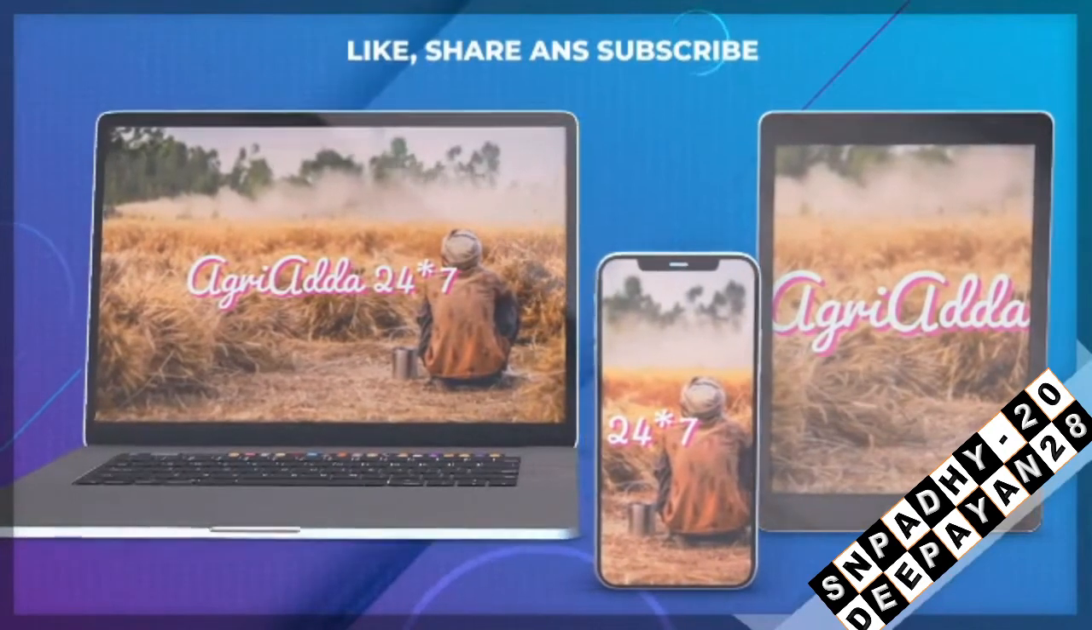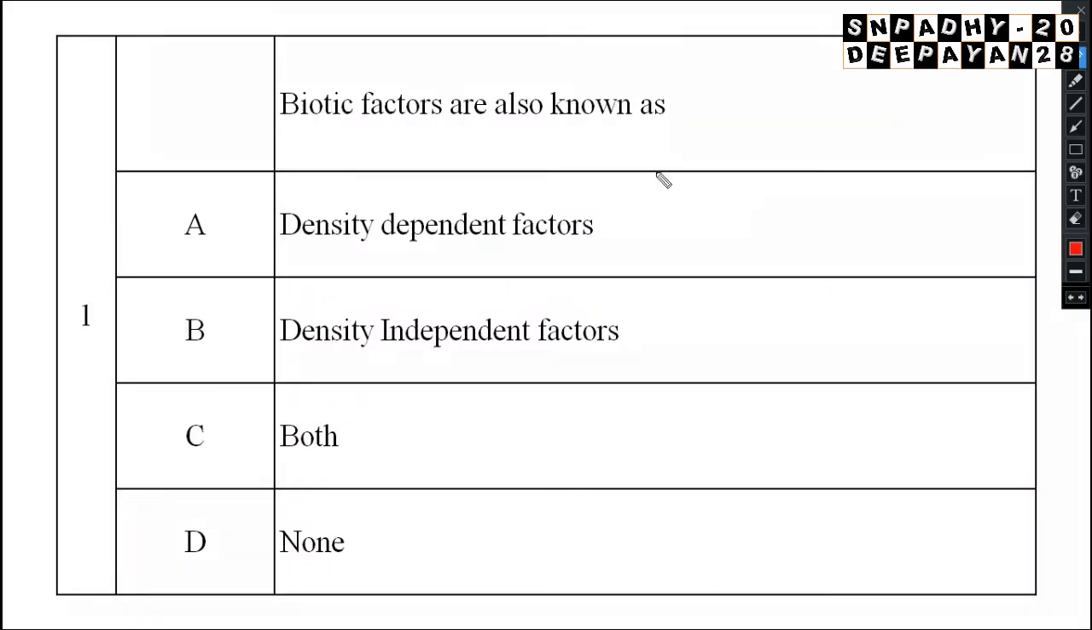So let's start. Your first question is, biotic factors are also known as, what are the synonyms of biotic factor? Here you see four options: density dependent factor, density independent factor, both, or none of the above. So what is the answer? Biotic factor, that is your density dependent factor. Yes or no? Because here the density of the insect will also affect the density of the natural enemies. If the prey population is reduced, the predator population will also reduce. Yes or no? That is what your biotic factor is. The other term is your density dependent factors.